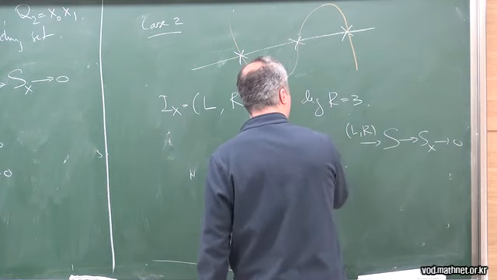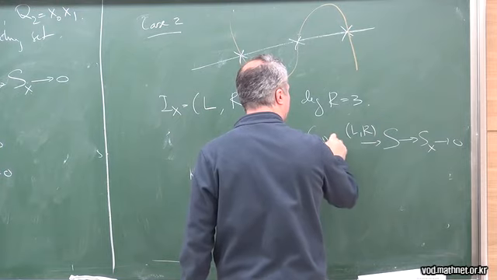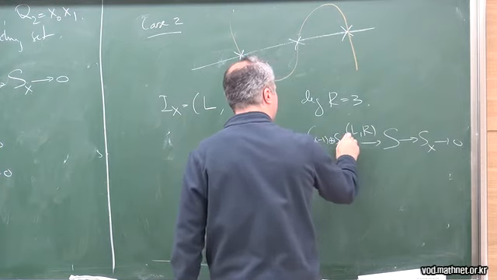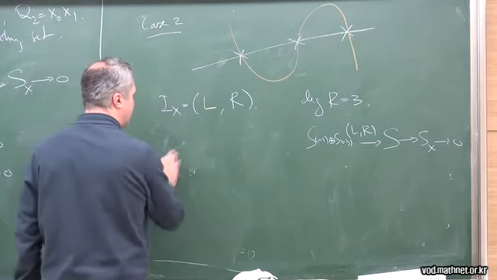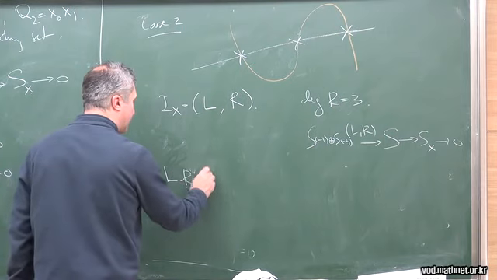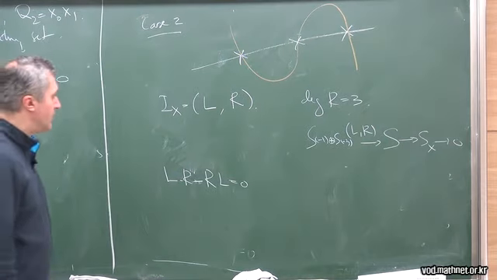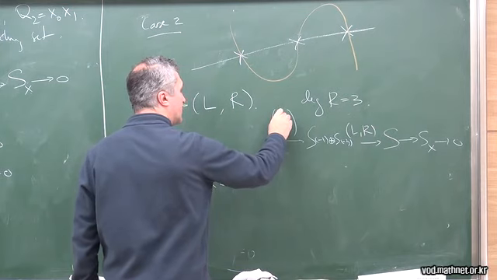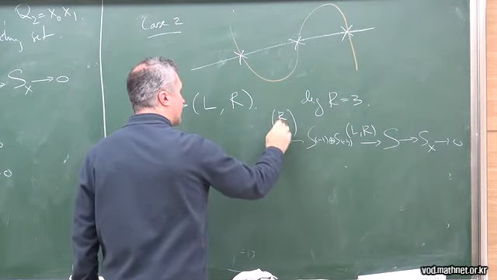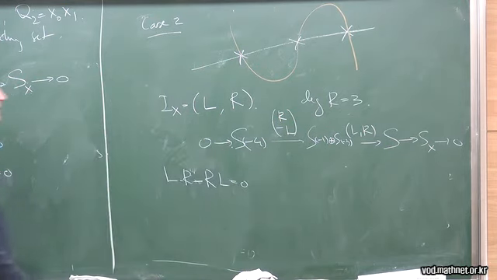So we have L, R. Here we have S minus 1 plus S minus 3. And then between L and R we have one relation, which is the trivial relation, L times R equals minus R times L equals 0. And if we put this in a column, we get R, minus L, and we have S minus 4 here. So that's the minimal resolution in the second case.